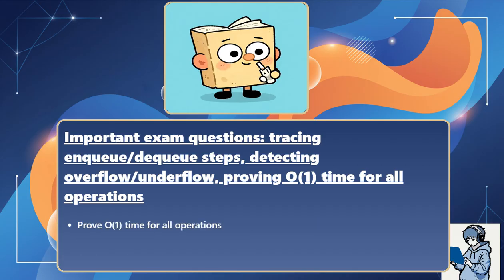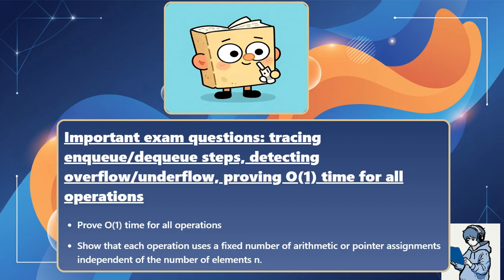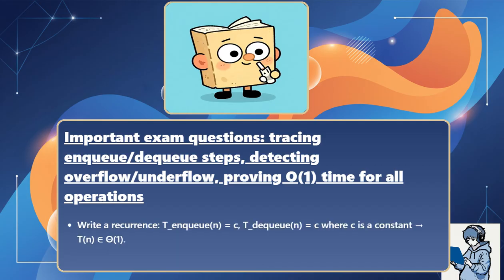Prove O(1) time for all operations. Show that each operation uses a fixed number of arithmetic or pointer assignments, independent of the number of elements n. Write a recurrence: T_enqueue(n) equals C, T_dequeue(n) equals C, where C is a constant, which implies T(n) belongs to Theta(1).